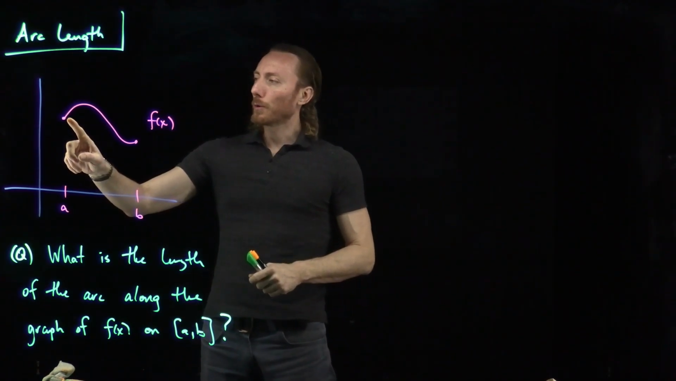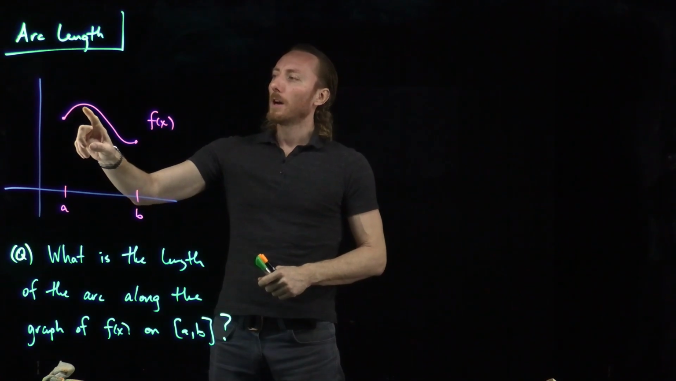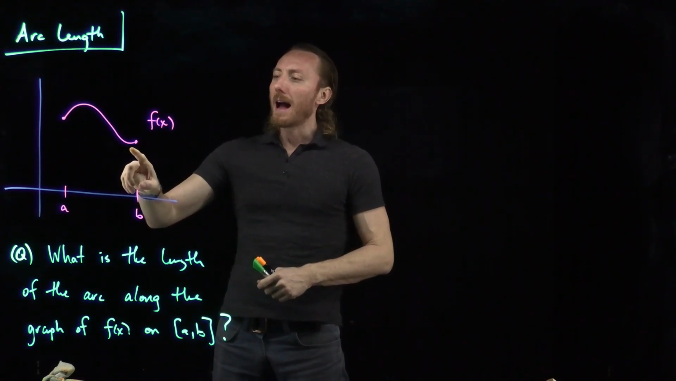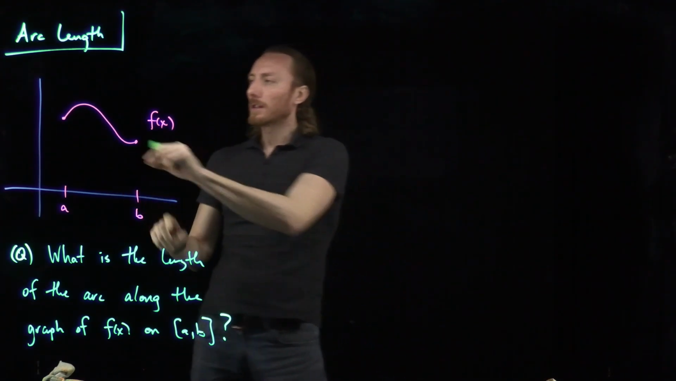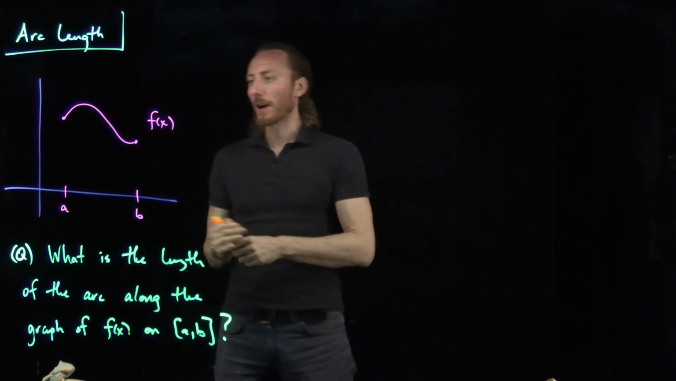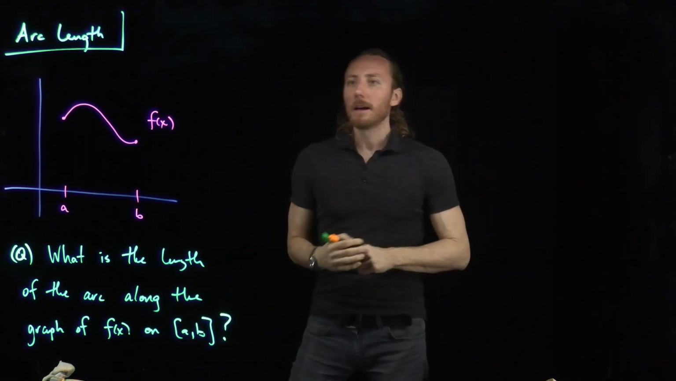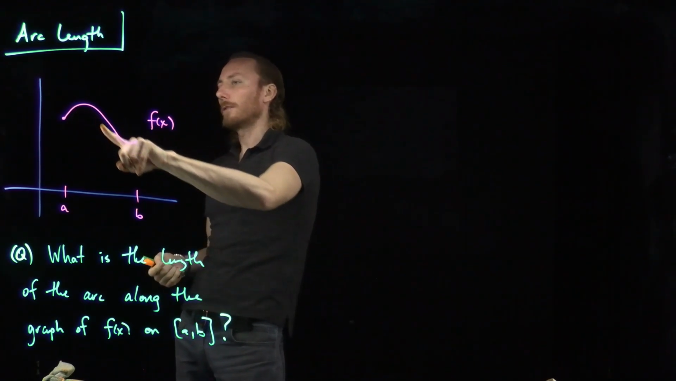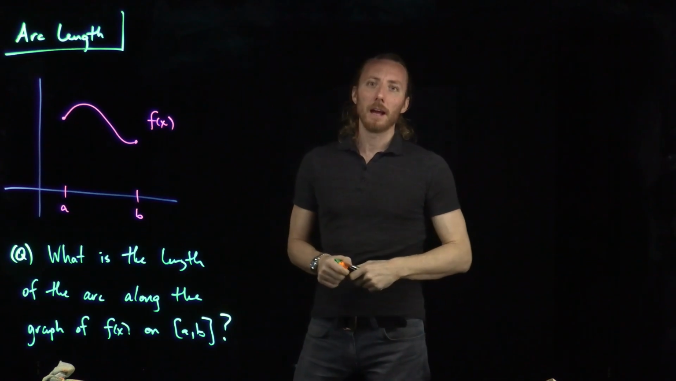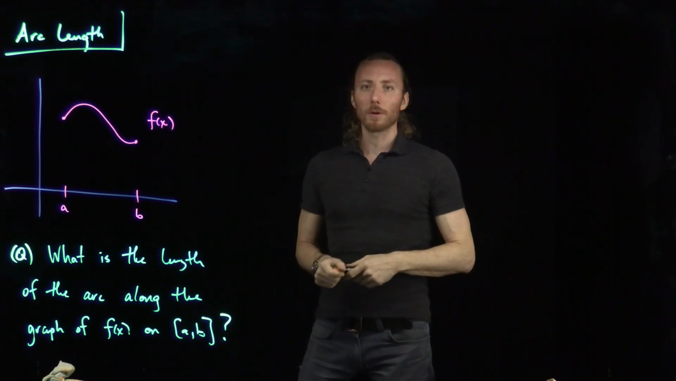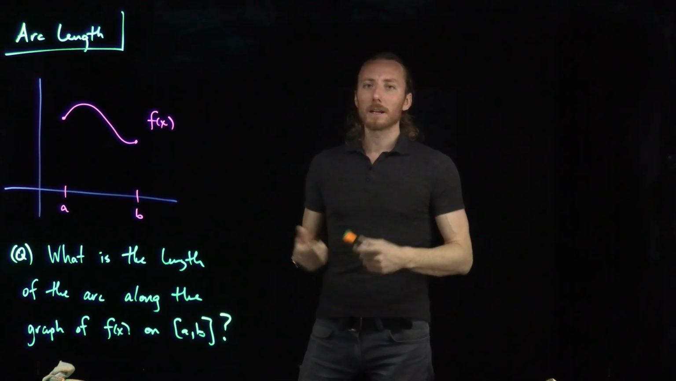That's to say, if you were setting a piece of string on top of this function, how long would that string have to be so that it would set directly on top of that function's graph and extend exactly from where the function is at a to where the function is at b? And so how long is this curvy bit of the function's graph? And I mean, it's a reasonable question. And how are we going to approach this?